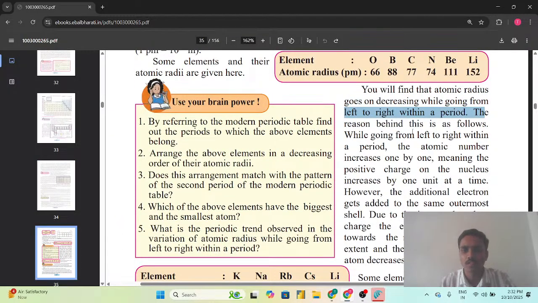The reason behind this is as follows. While going from left to right within a period, the atomic number increases one by one, meaning the positive charge on the nucleus increases by 1 unit at a time. So when we go from left to right in a period, we can see that the atomic number goes on increasing.